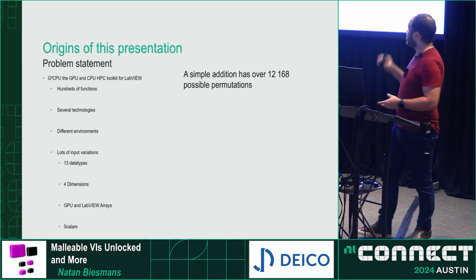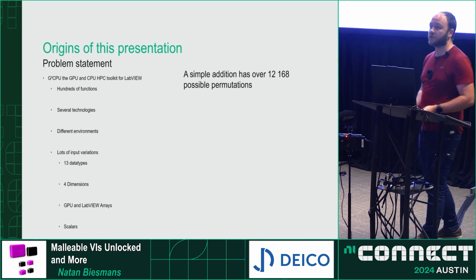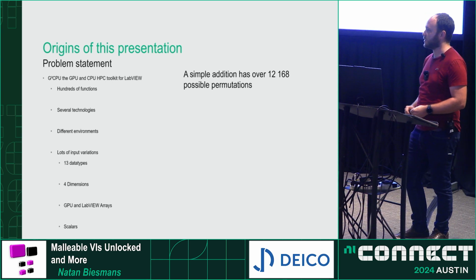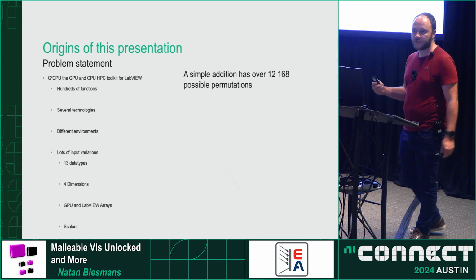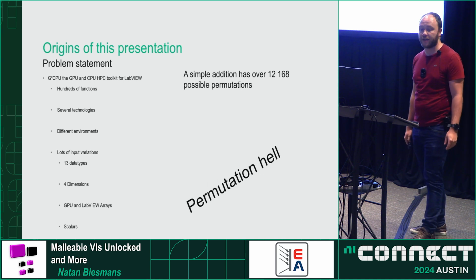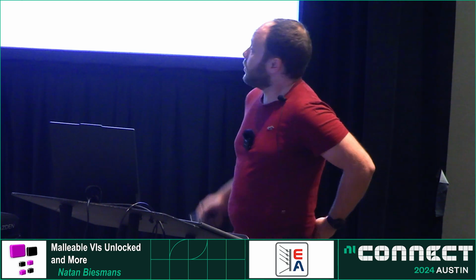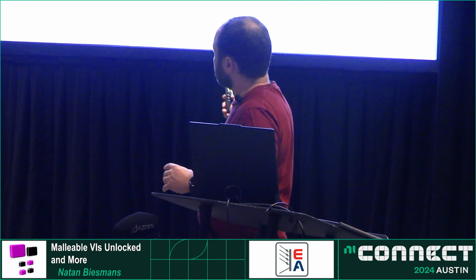Now, to give you an idea of what that sounds like in numbers, a simple addition, just adding two numbers, has over 12,000 different possibilities. Well, if I had to create a VI for each one of those, I think I would be insane at this point. So I consider this a permutation hell if I would have to create each permutation manually. So this is why I landed on Malleable VIs.